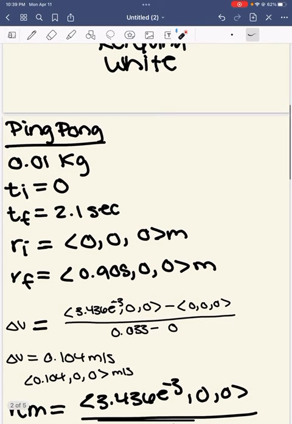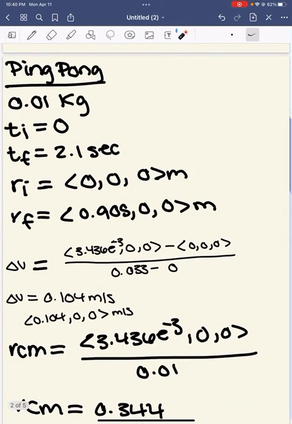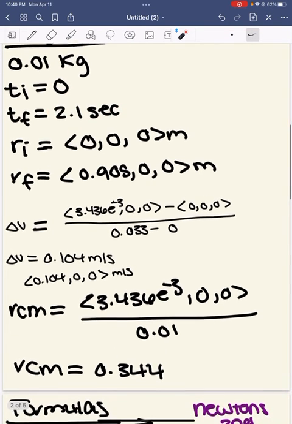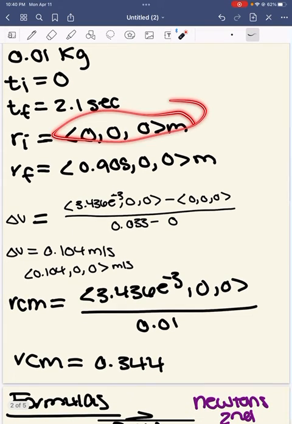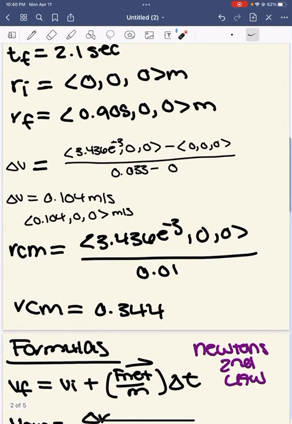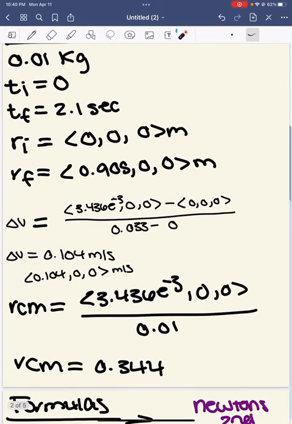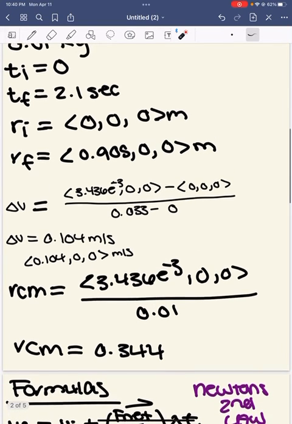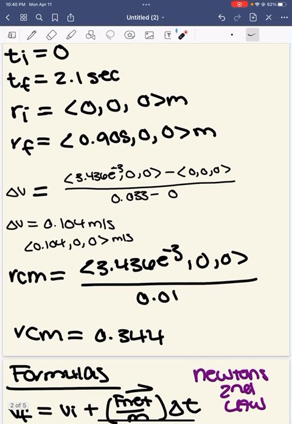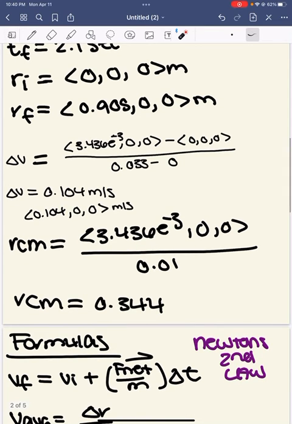So the ping pong ball is about 0.01 kilograms. The initial time is 0. The final time is 2.1 seconds. The initial position is 0. The final position is 0.905 meters. We're going to use this information to calculate the average velocity, which is change in position over change in time, and get an average velocity of 0.104 meters per second, or in vector form.